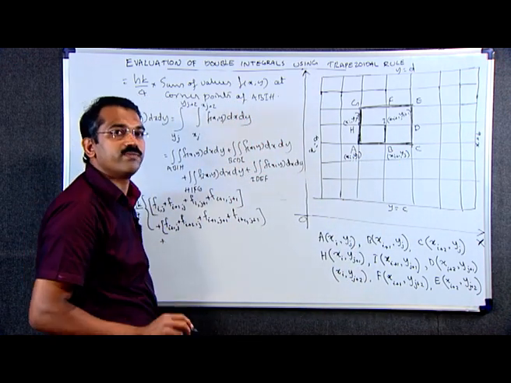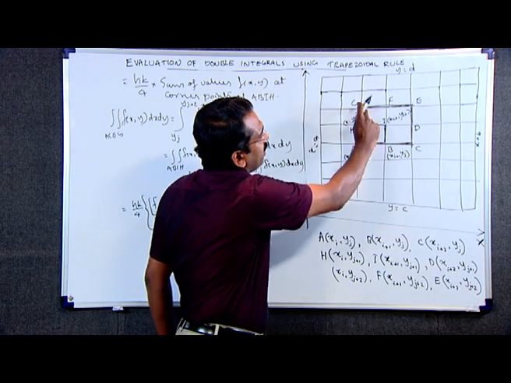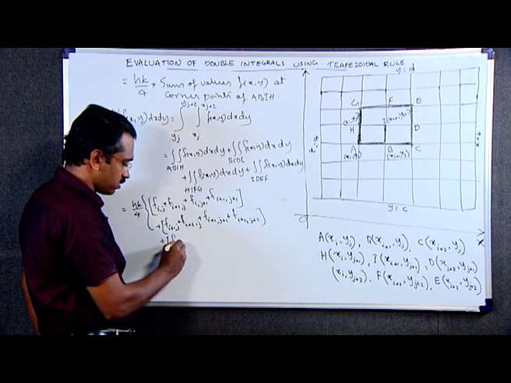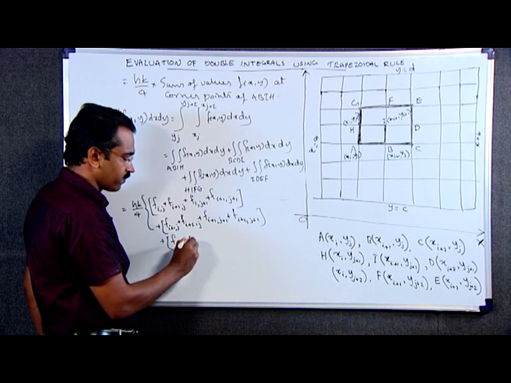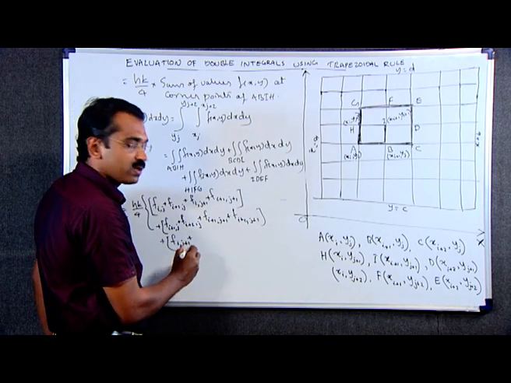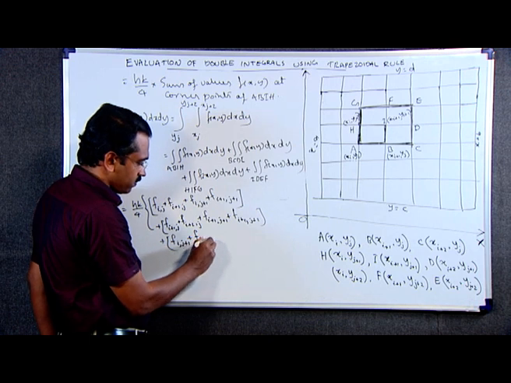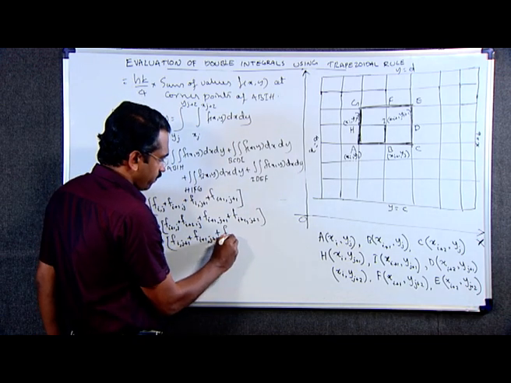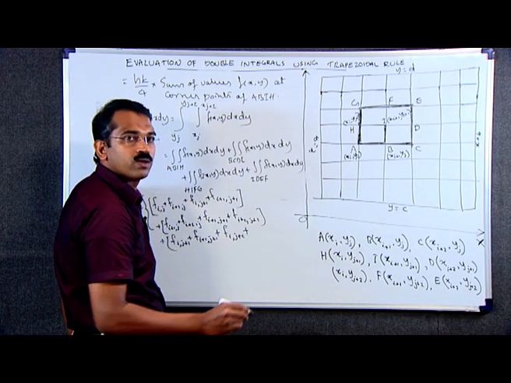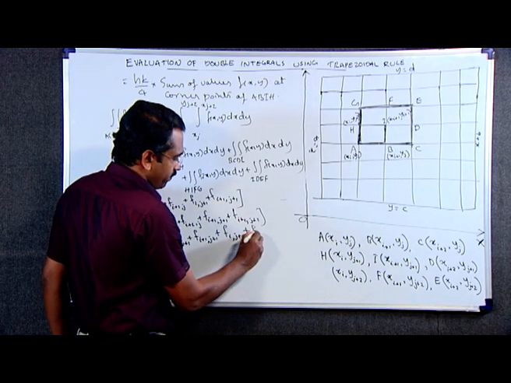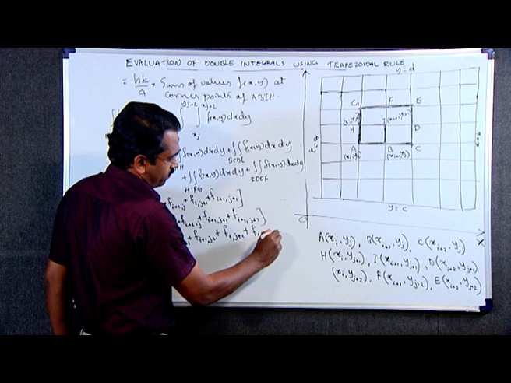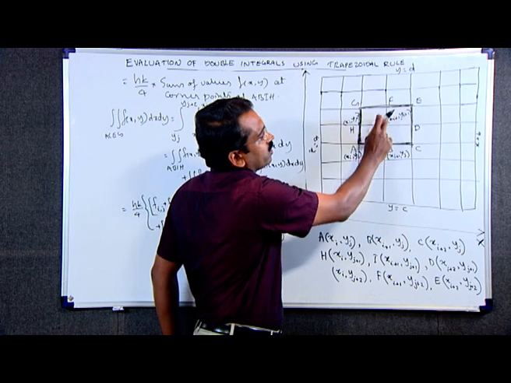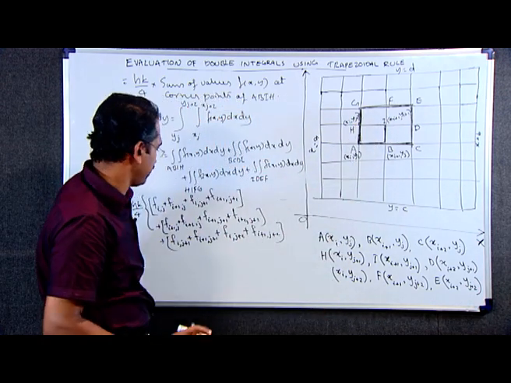Plus similarly for this rectangle HIFG, we can write the value of the double integral as f i comma j plus 1 plus f i plus 1 comma j plus 1 plus f i comma j plus 2 plus f i plus 1 comma j plus 2. These are the function values at these corner points H, I, F and G.